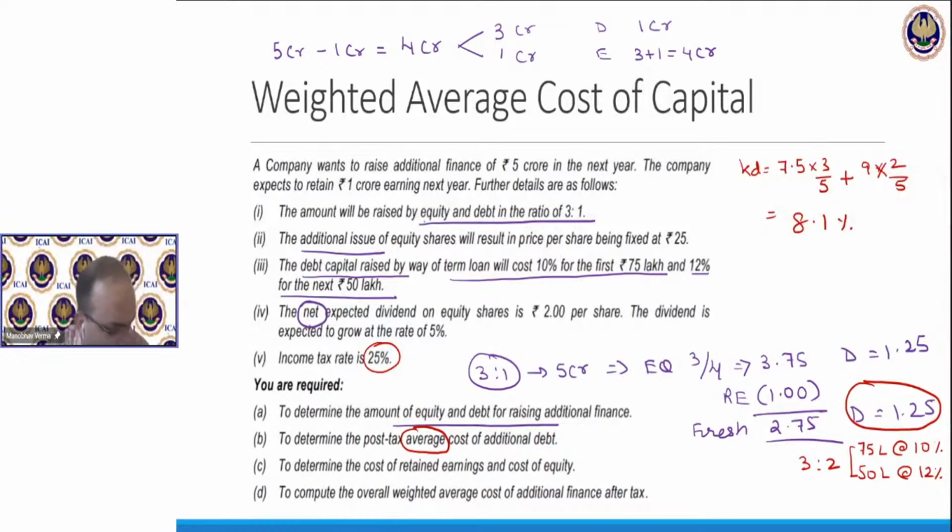Now, next we move on. If we move on to the next point, determine the cost of retained earnings and cost of equity. So that should also be pretty much easy here. I think the information given to us is related to the dividend growth model, right? So what is the cost of equity? Let's see.